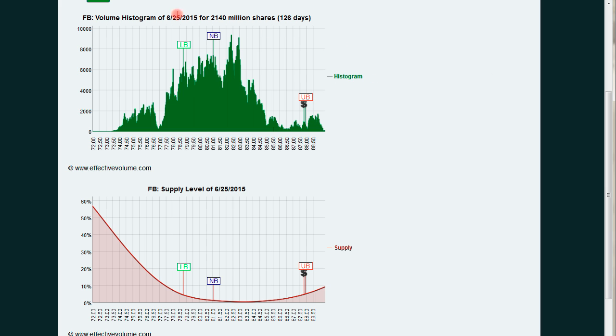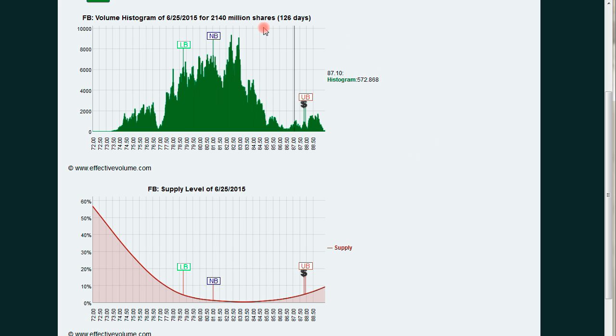So in fact here first you have the volume histogram for the past 2 billion shares that have been traded on Facebook. This is basically the available number of shares, and these took 126 days to turn around.